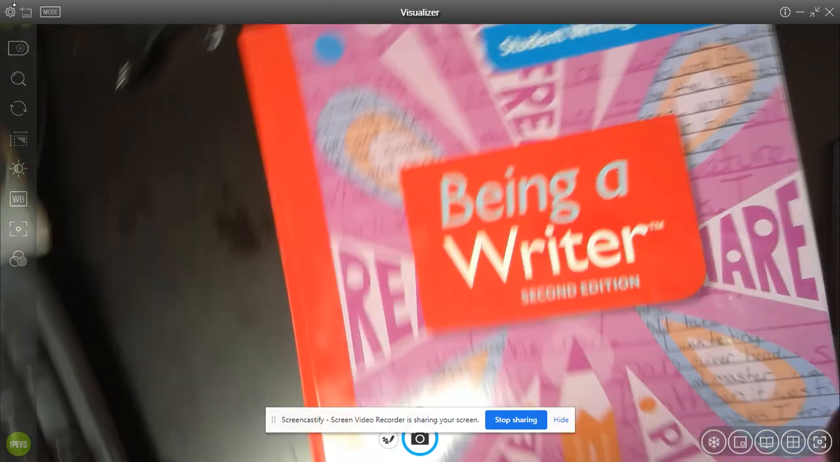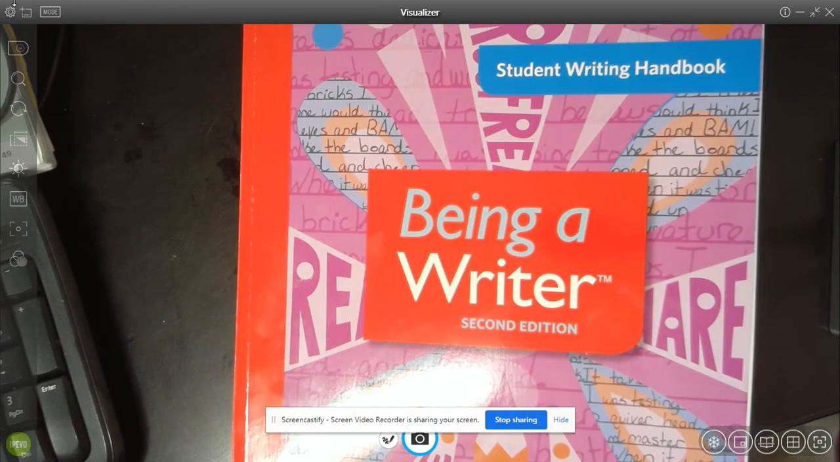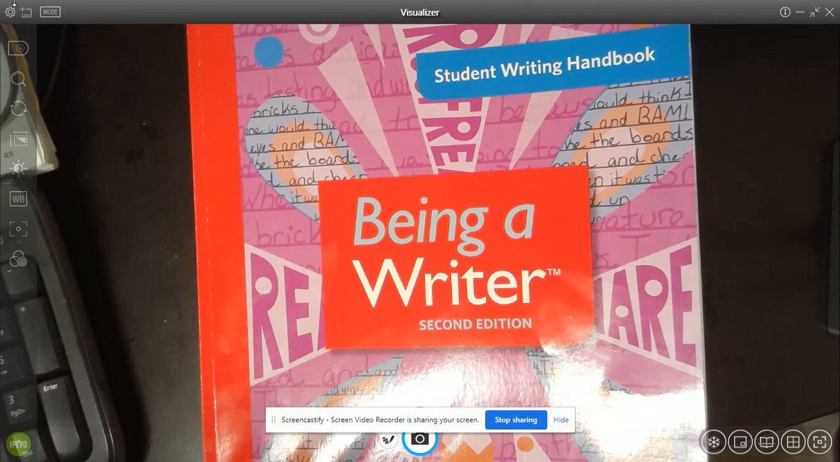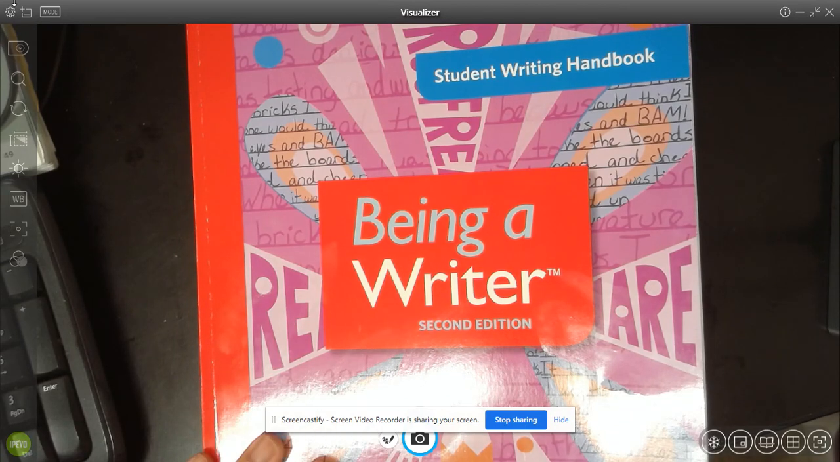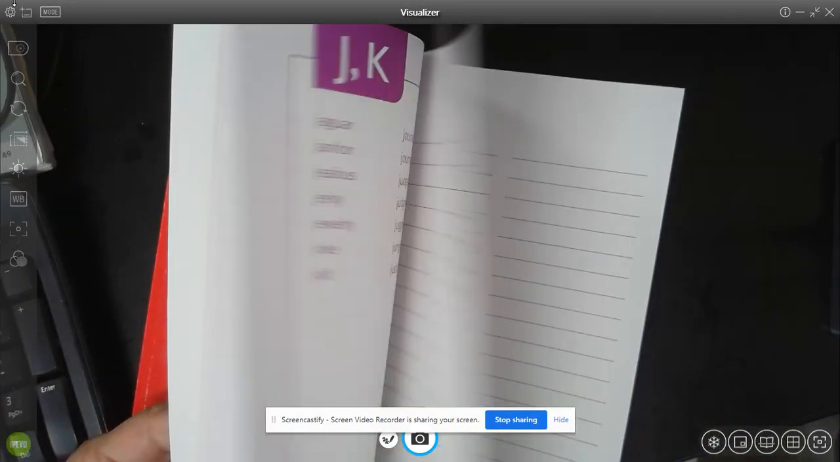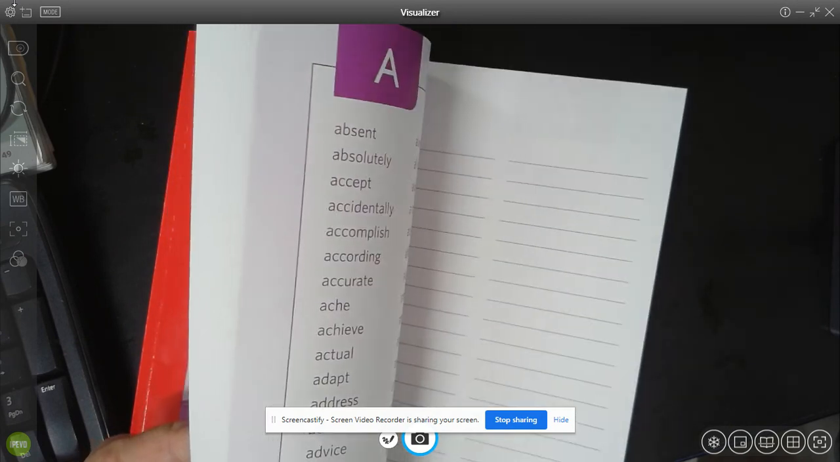To help them become better spellers and to improve their spelling and their writing is to use a word bank. So your teacher might decide to provide to you a word bank that is in this workbook. And it looks a little bit like this.